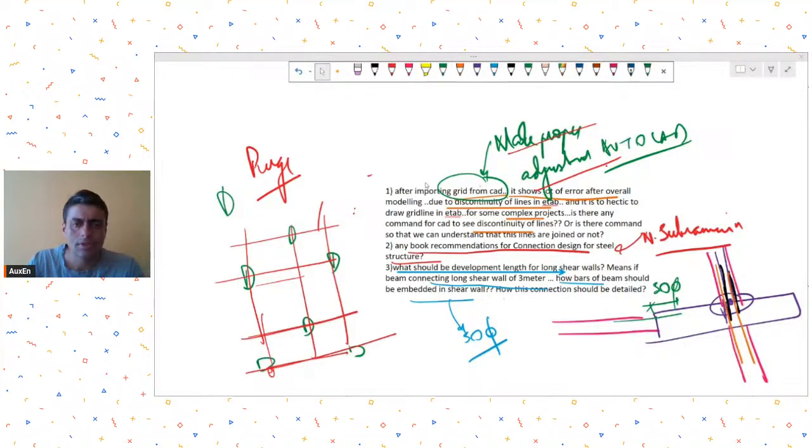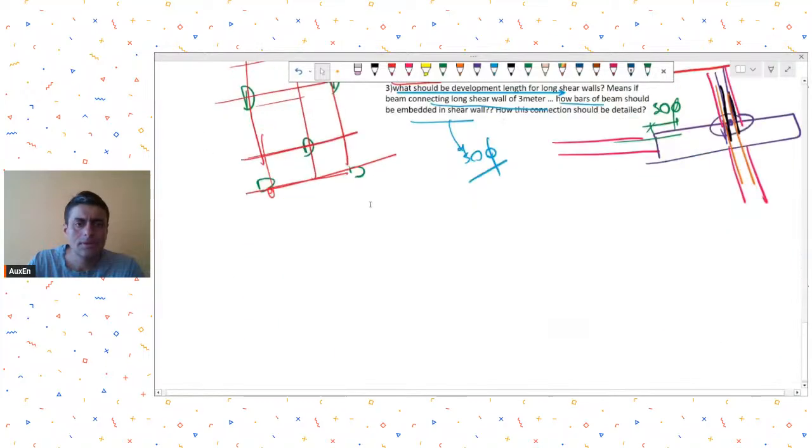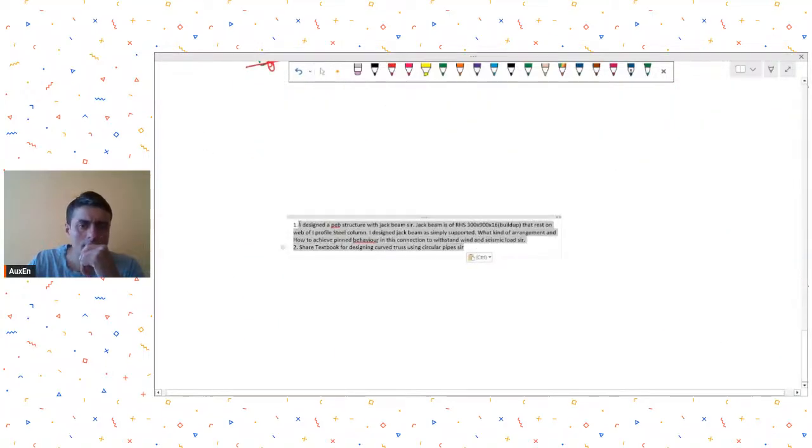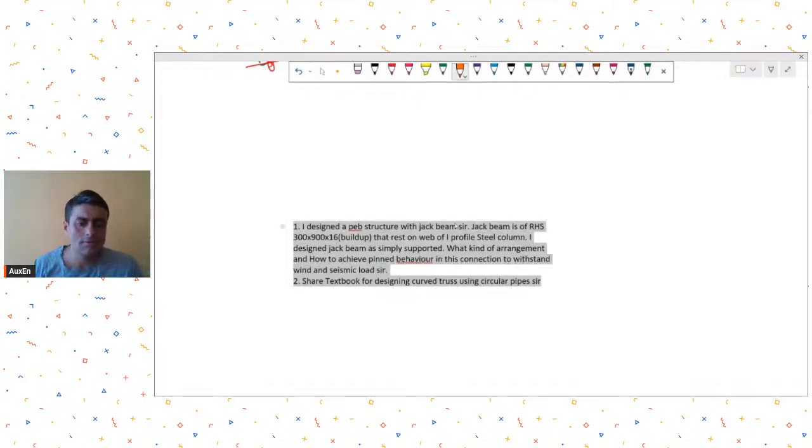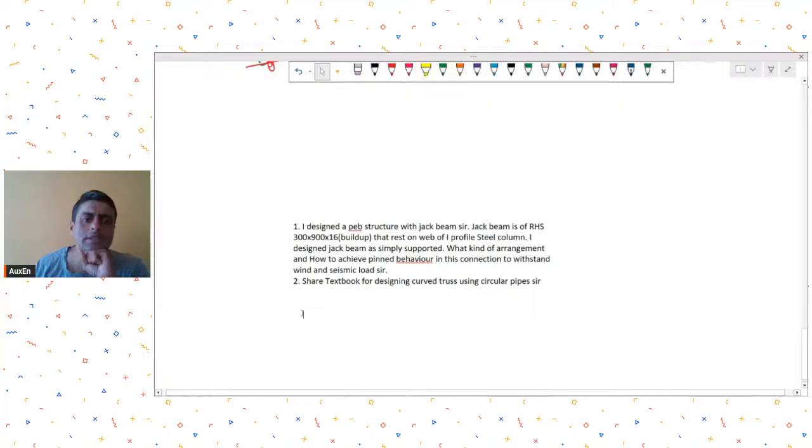Okay. So this was Engineer Vaibhav. And then the next query is from Engineer Dinesh. He is saying, Engineer Dinesh from Tamil Nadu. He is a working professional, and he is saying I designed a PEB structure with jack beam.